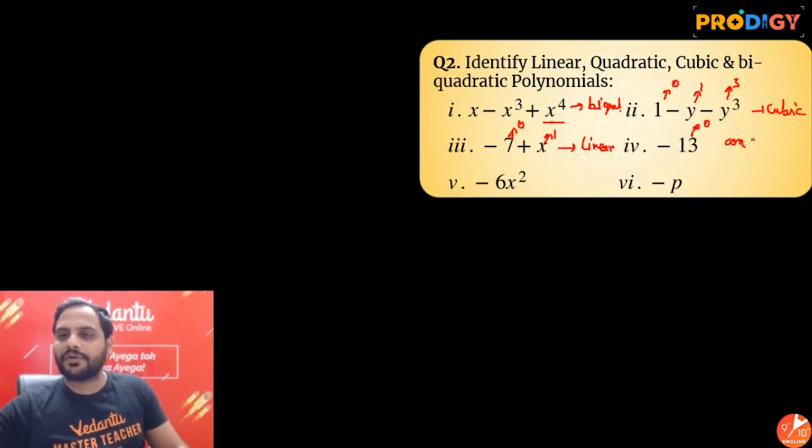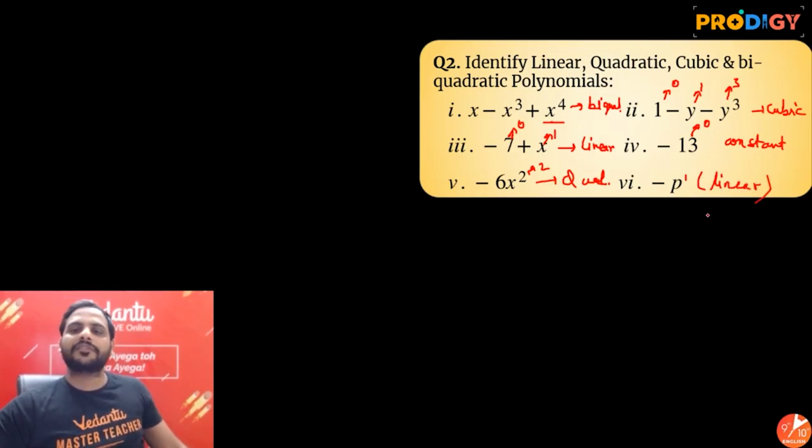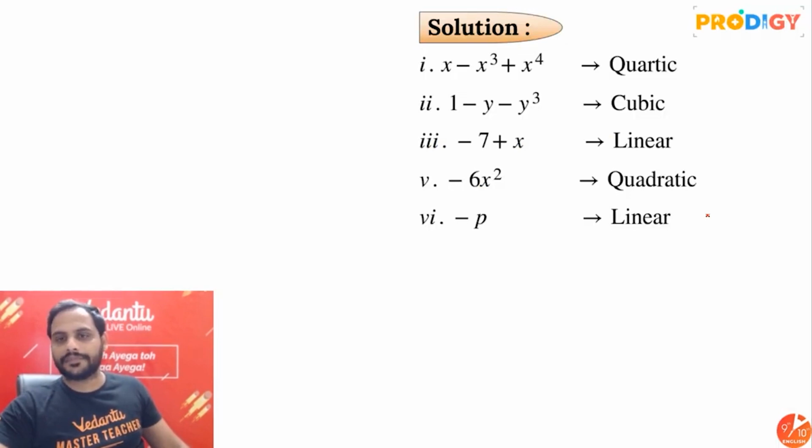That means constant polynomial. Minus 6x square, degree 2. That means quadratic polynomial. And the sixth one, minus p, only power 1. That means linear polynomial. So we can say the first one is biquadratic, then cubic, linear, constant, quadratic and linear. Alright, so first, second, third.